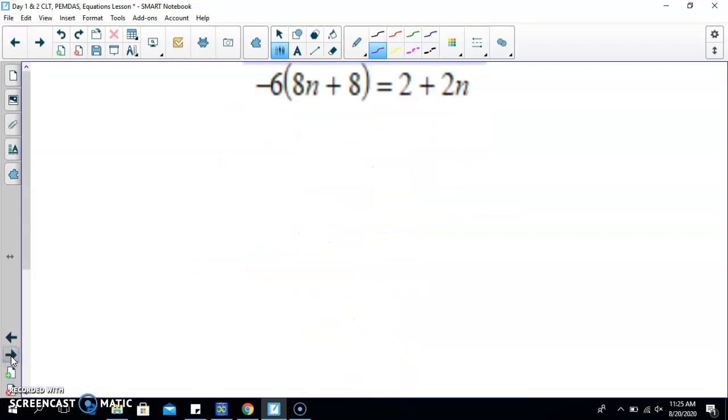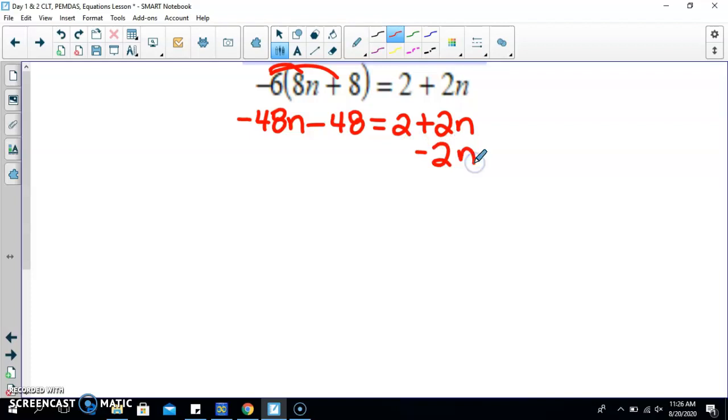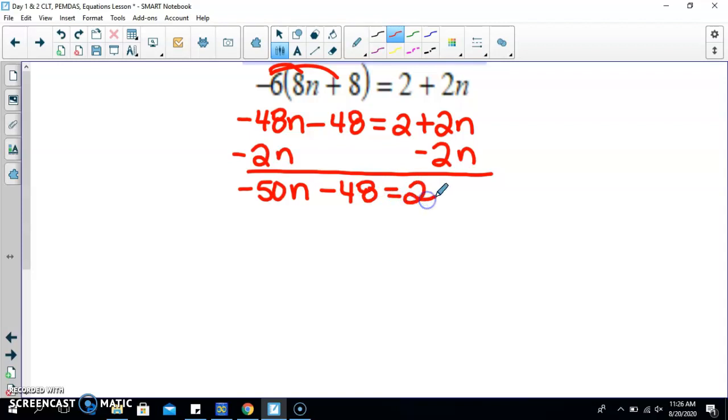Pause your video and check this next example by yourself. The first thing we did was distribute. Then we're going to put our variables on the same side. We have negative 50n minus 48 equals 2.